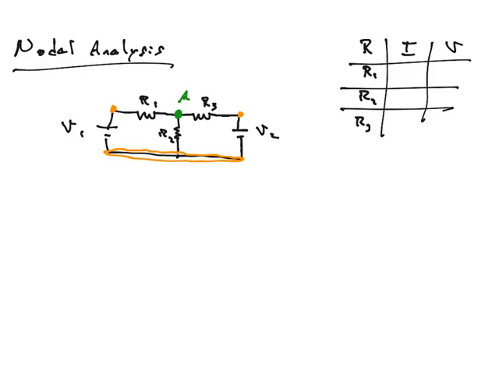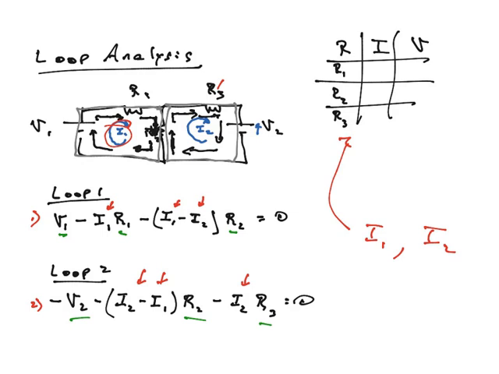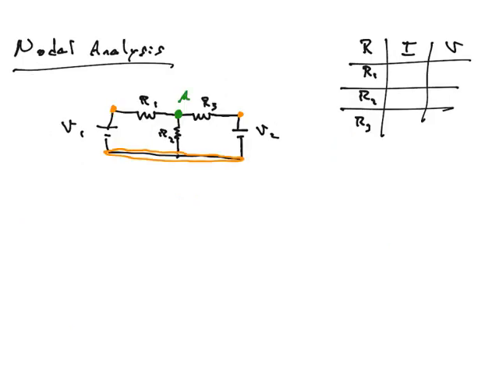So what we're going to do is make equations for the current coming into or going out of a node, add them all up, set it equal to 0. Okay, loop analysis, we make an equation for the voltages going around our loop, add them all up, set it equal to 0. Very similar, but now we're doing it for the current.